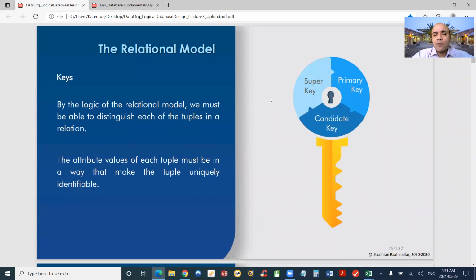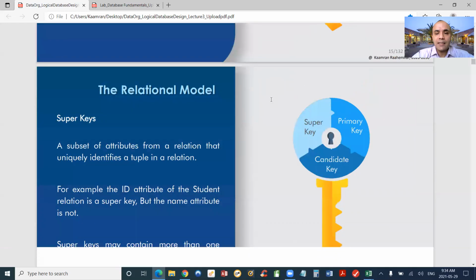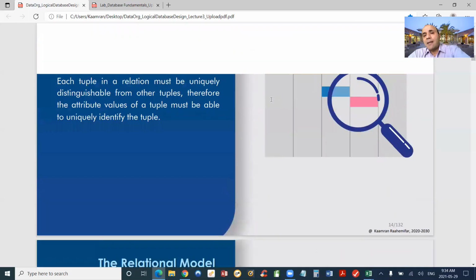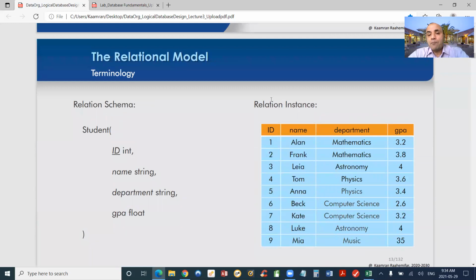By the logic of relational model, we must be able to distinguish each of the tuples in a relation. The attribute values of each tuple must be in a way that make the tuple uniquely identifiable. Uniquely identifiable. Superkey could be a subset of attributes from a relation that uniquely identifies a tuple in a relation. Now, if you take a look at the example we just had a moment ago, perhaps my superkey might be ID. I could potentially say my superkey could be ID in conjunction with name. For example, I would say 2, Frank.